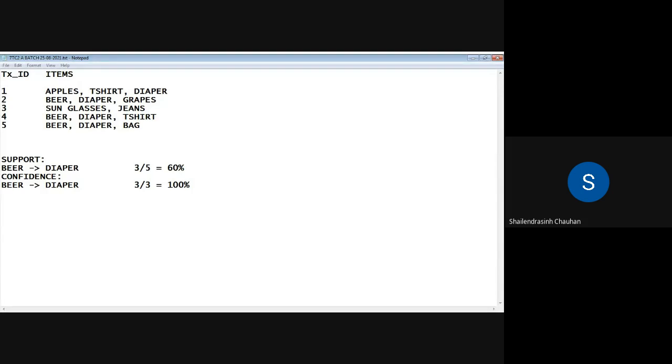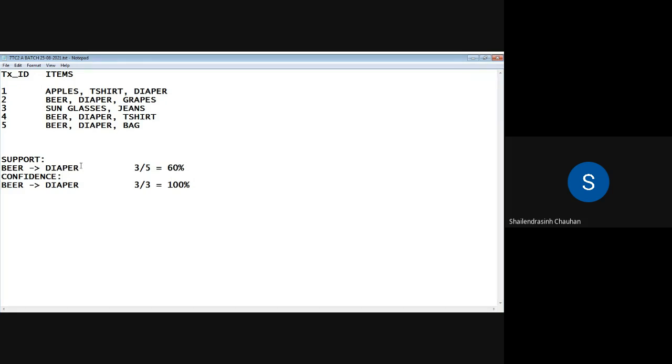Okay, so let me repeat this again. In support, we are considering all the transactions. Total, we are having 5 transactions. Out of those 5, 3 are having beer and diaper both. So 3 by 5 will be the 60% support for this rule, beer given diaper. And confidence, how can you find out confidence?